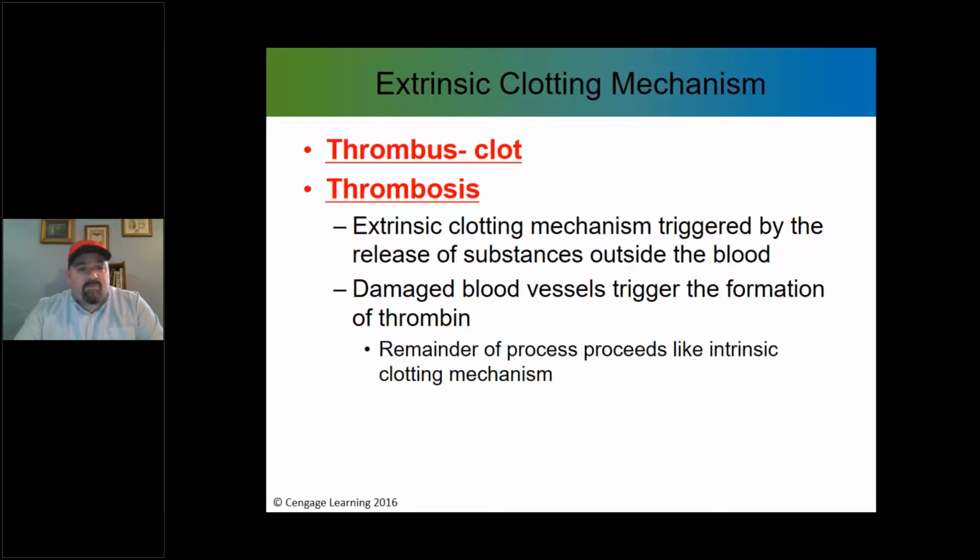The term thrombus is a clot. So if you hear the term blood clot, it's called a thrombus as far as medical terminology is concerned. So thrombosis, the clotting mechanism, is triggered by the release of substances outside the blood. So it's quite an elaborate mechanism for hemostasis, the stoppage of bleeding and the healing of vessels and such.